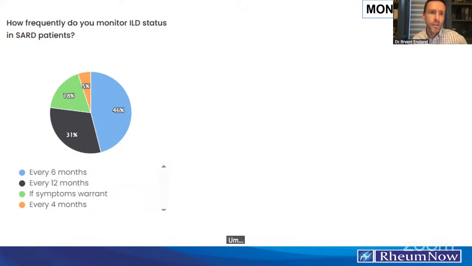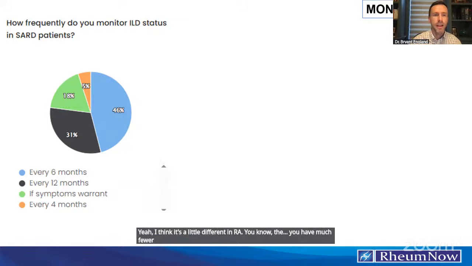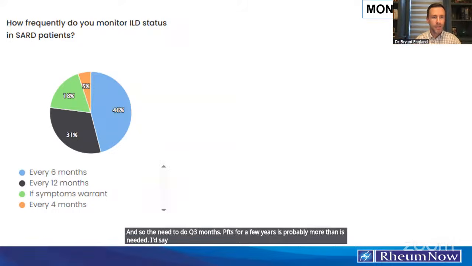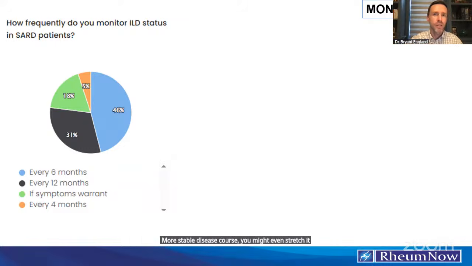Yeah, I think it's a little different in RA. You have much fewer people with RA ILD who have a rapidly progressive phenotype. The vast majority of RA patients have this slowly progressive phenotype. And so the need to do every 3 months PFTs for a few years is probably more than is needed. I'd say most of the time in RA ILD, you're repeating them at 6 months. And if over the first couple times you do that, you don't see evidence of rapid progression, or you see a more stable disease course, you might even stretch it out to every 12 months.